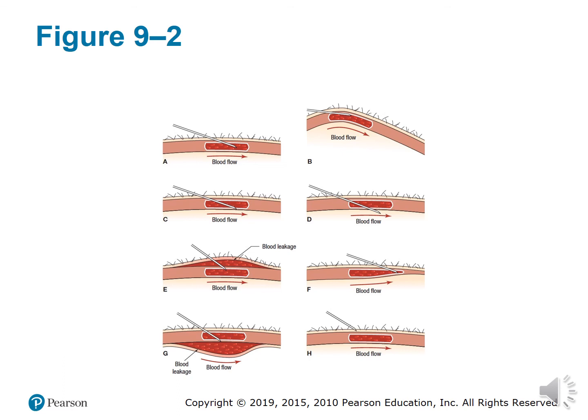Here you see the needle positioning and failure to collect blood. So again, we're stressing the importance of making sure that the needle runs flush with the vein, so that we can avoid these things. See what it looks like.